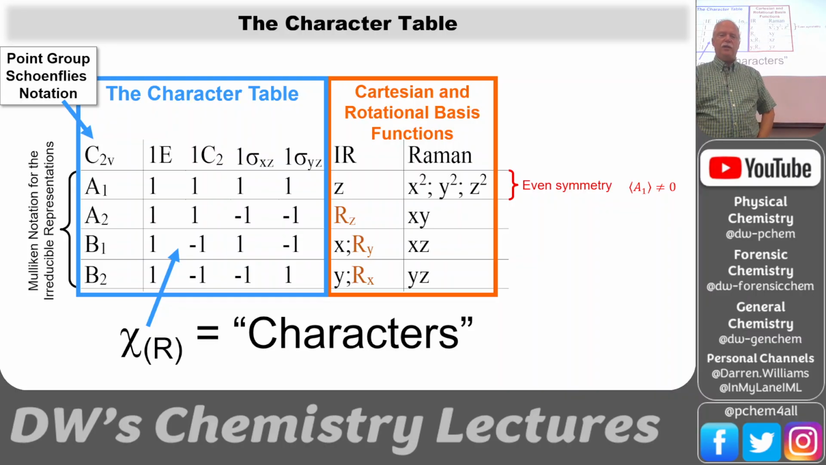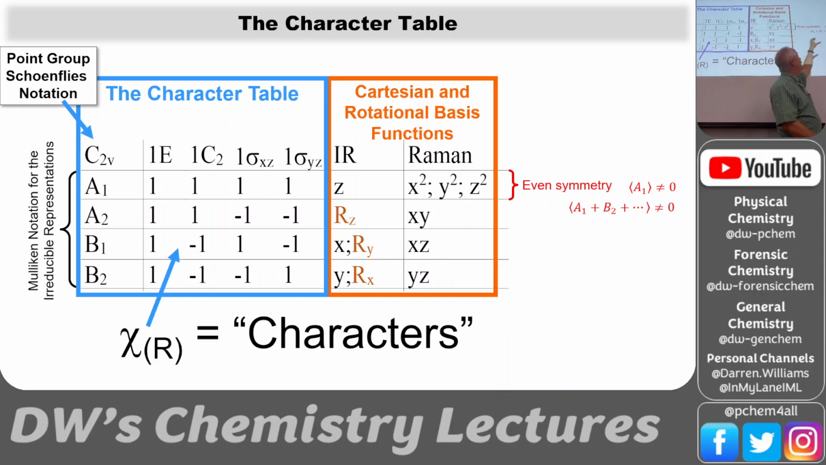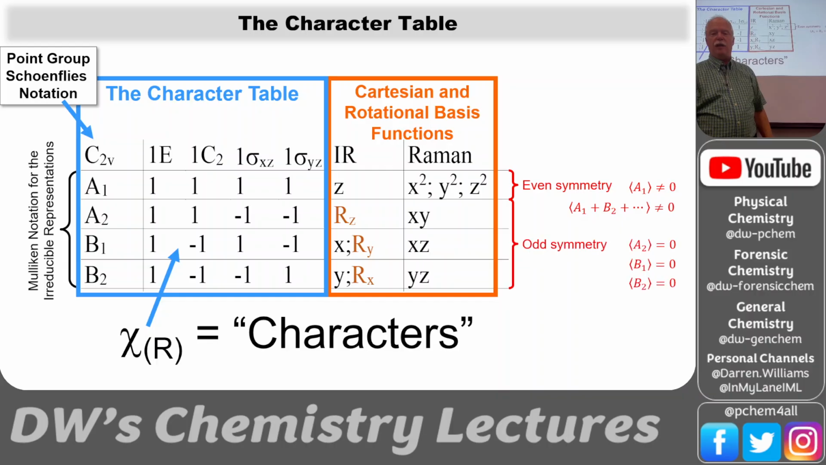So then the top row is the only row with symmetry. If there's an integral over all space that contains the top row, so it can be A1 plus a bunch of other stuff, as long as there's an A1 in there, then the integral is non-zero. If there's any other odd symmetries, these integrals are all zero. So this is how we get to our selection rules using symmetry.